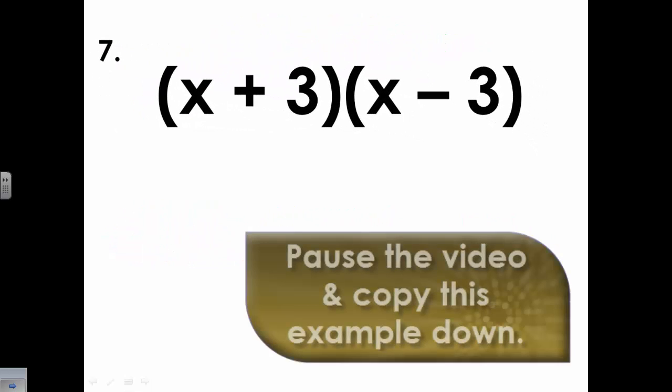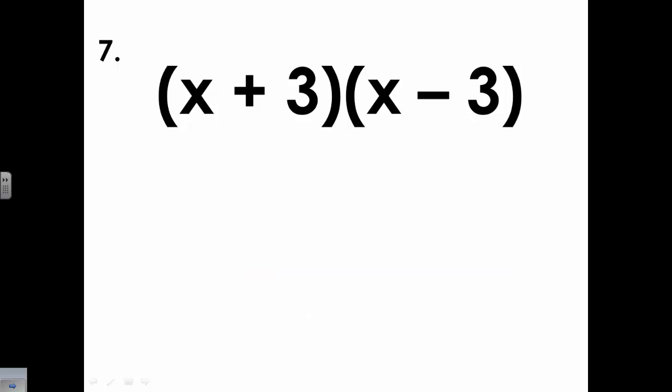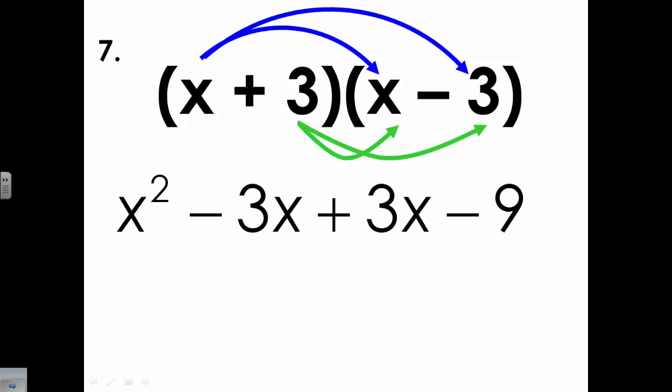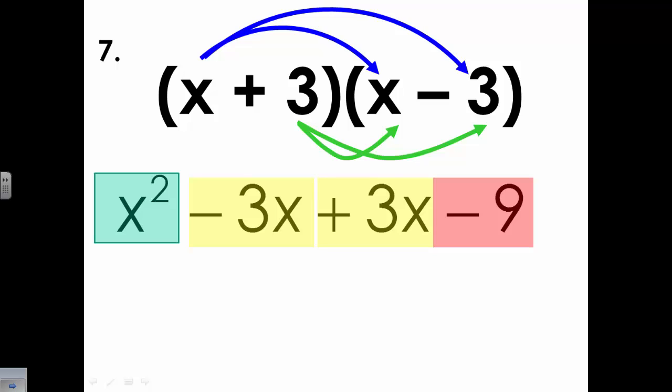Pause the video to copy down this example. On this one we have to distribute twice. We're going to distribute the x times both terms. And then we're going to distribute the positive 3 to both terms. When we multiply x times x, we add the exponents. Now we're looking to combine like terms and write our answer in standard form. We have a couple of terms that need to be combined. A negative 3x and a positive 3x cancels out. So we're left with x squared minus 9.